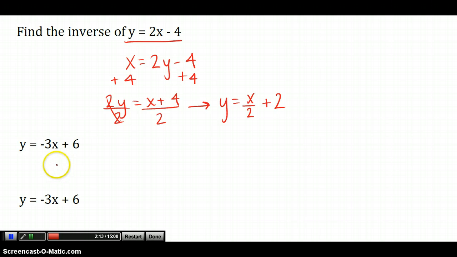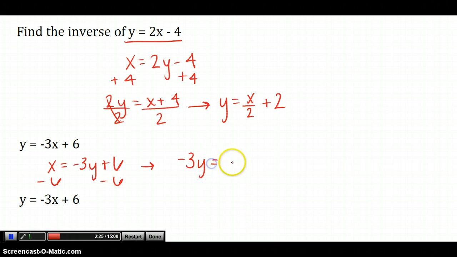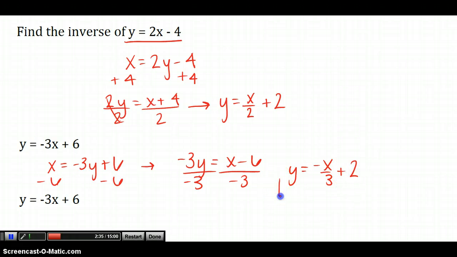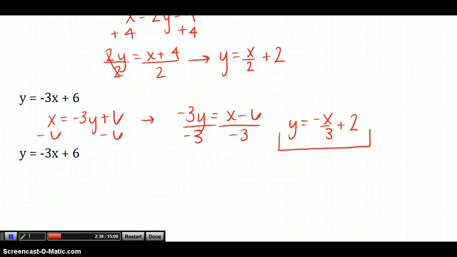So to start off, switch your x's and your y's. So you have x equals negative 3y plus 6, and solve for y. So subtract 6. I'm going to go over here for my next step. So you have negative 3y equals x minus 6. Divide by negative 3, and y equals negative x over 3 plus 2. That is your inverse function.